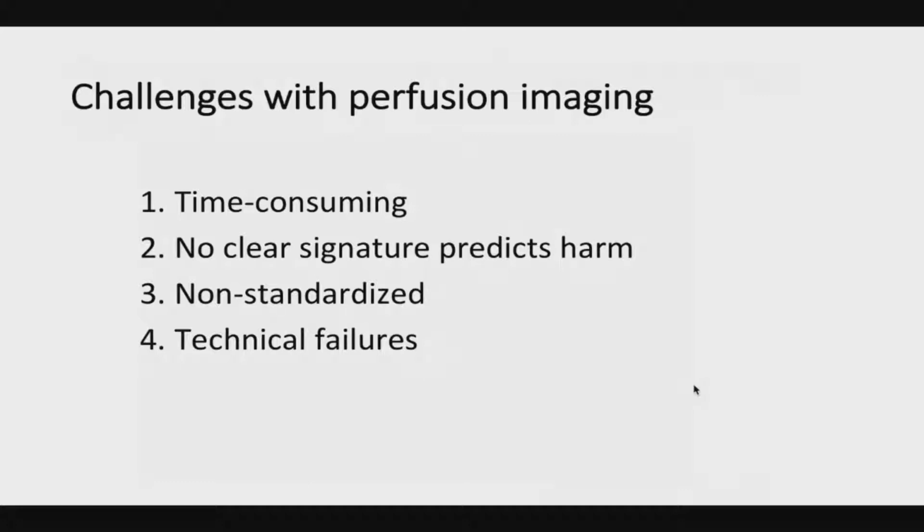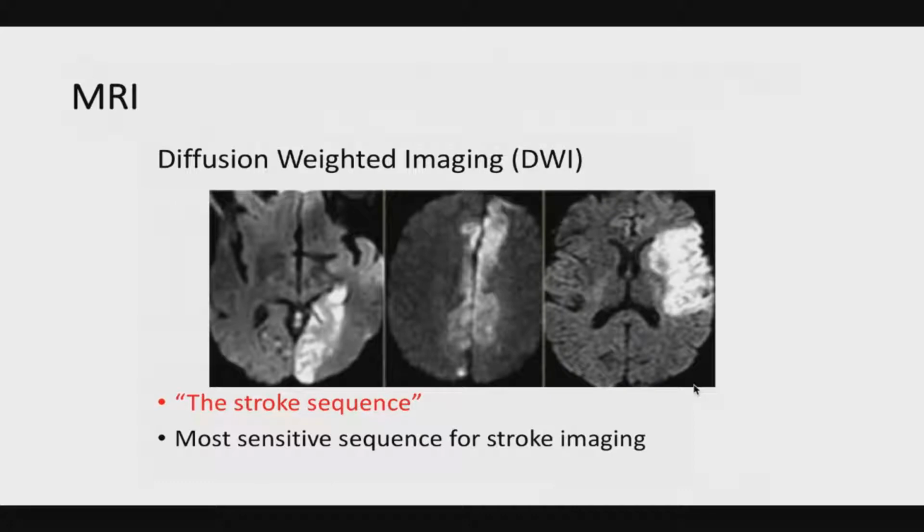Every machine calculates the penumbra in a different way. And also, there are many technical failures. I can't tell you how many times the IV blows up, or they can't get an IV in the AC, and so forth, and that just causes further delay of these patients.